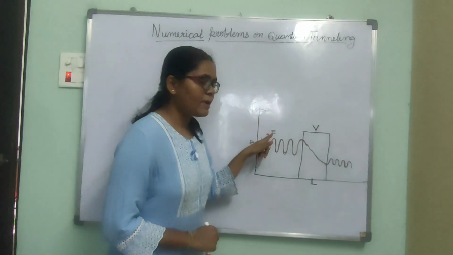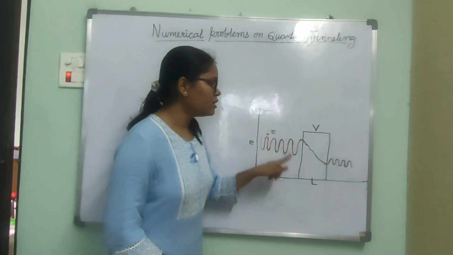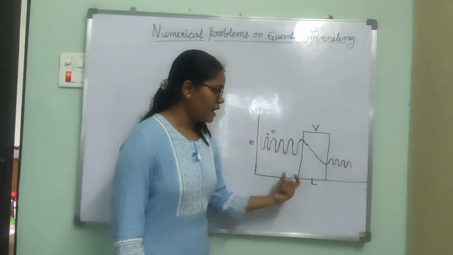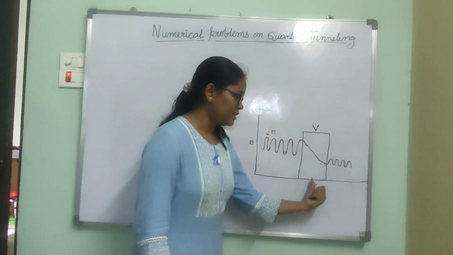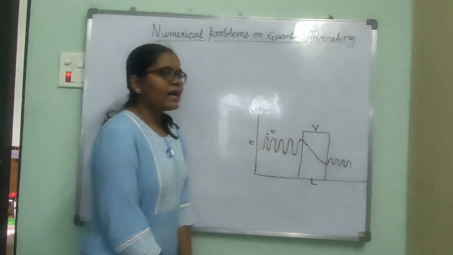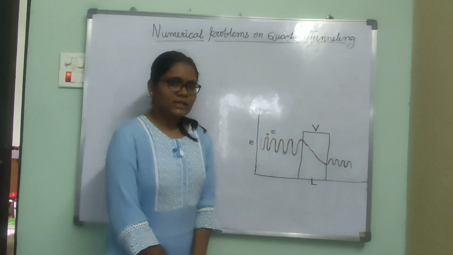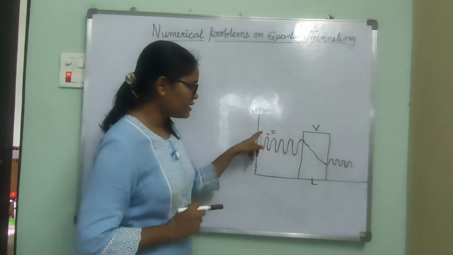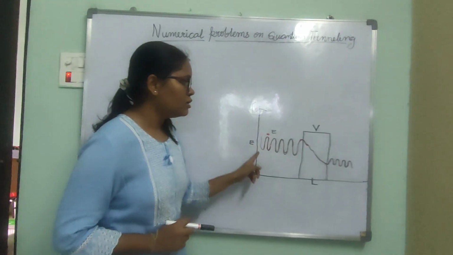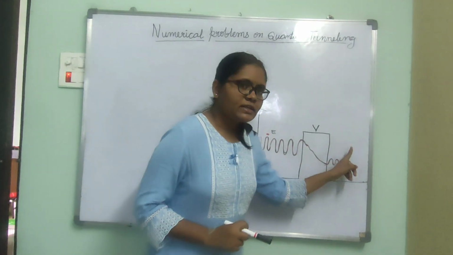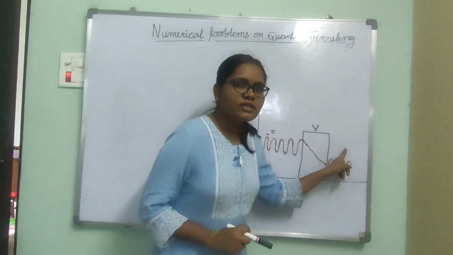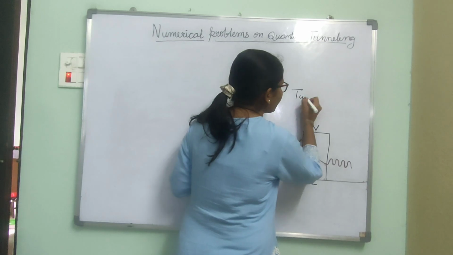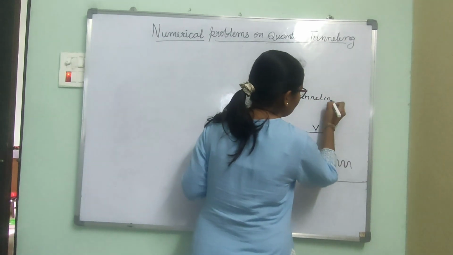Here the energy of the particle is given by the symbol E, the height of the potential energy barrier is given by V, and the width of the potential energy barrier is given by L. So what kind of questions can be asked from this tunneling topic? They might ask you to find the probability that a quantum particle tunnels through this barrier and appears on this side of the barrier. So they might ask you what is the tunneling probability of a particle.